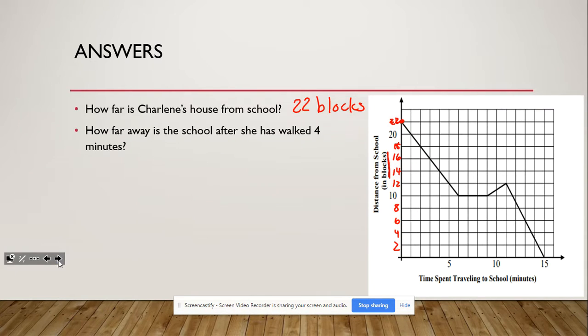Next question. How far away is the school after she's walked for 4 minutes? Each of these units with the minutes is going up by 1. Here's the 4-minute mark right there. She is 14 blocks away from school.